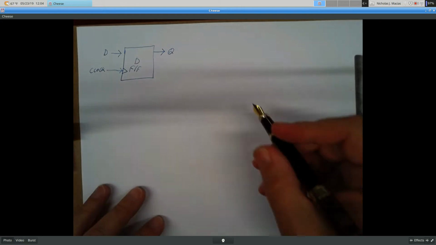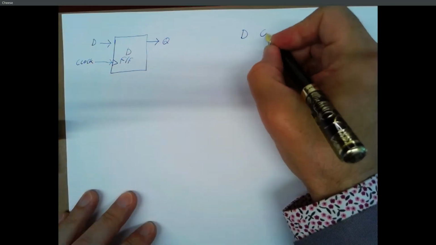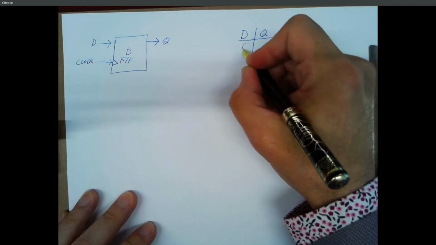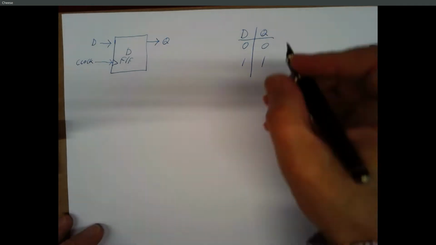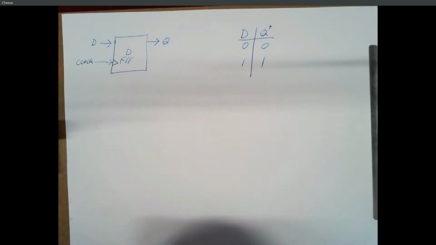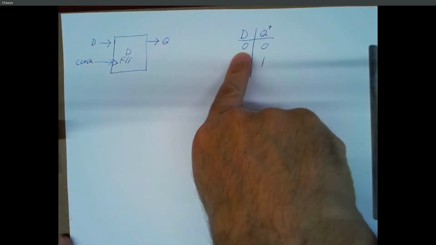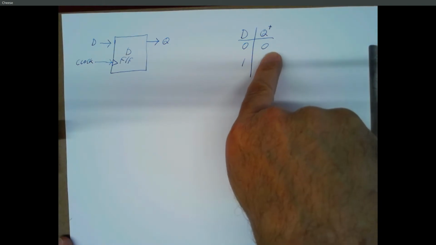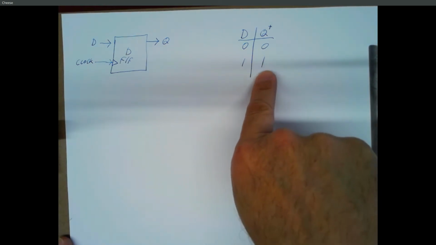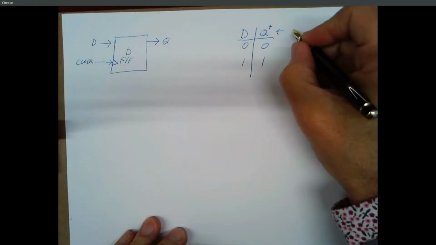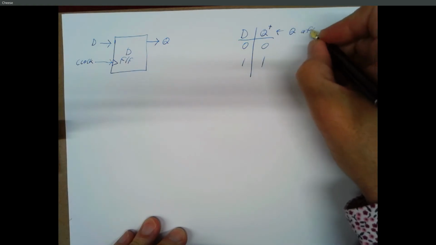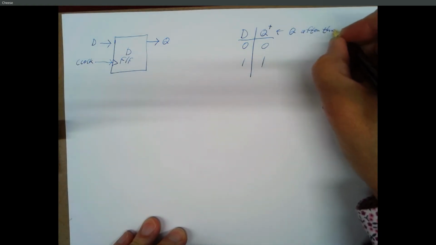So one input, one output, and a truth-like table that's fairly straightforward. But there's a lot going on in this table, right? What this is saying, and let me change this to Q plus, is that if D is 0, when the clock ticks, the new value of Q will be 0. If D is 1, when the clock ticks, the new value of Q will be 1. So this is Q after the clock ticks.